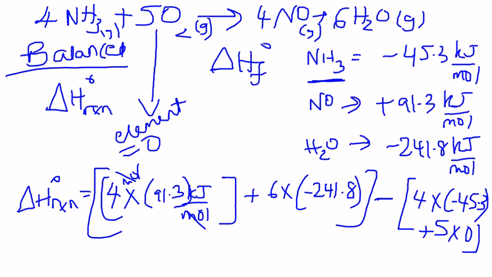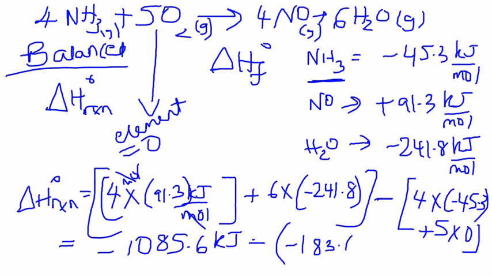Now, this will come out to be a negative 1085.6 kilojoules on my calculator, and from that, I'm subtracting negative 183.6. And so when you work out the math, it comes out to be negative 902.0 kilojoules.